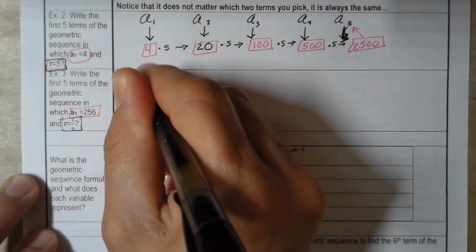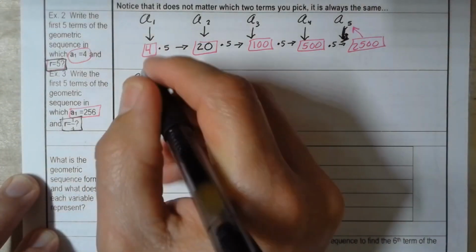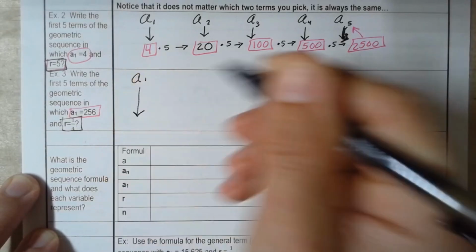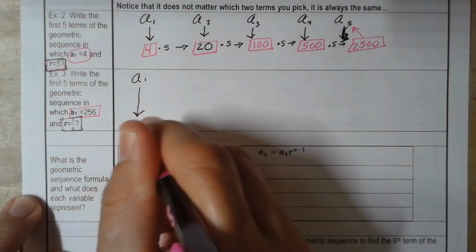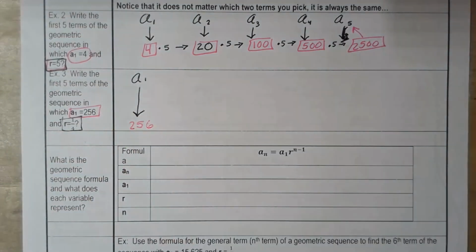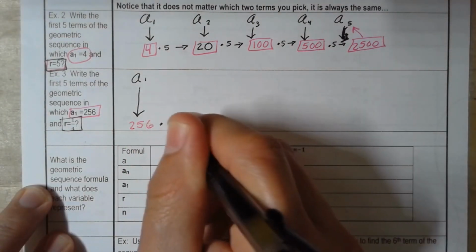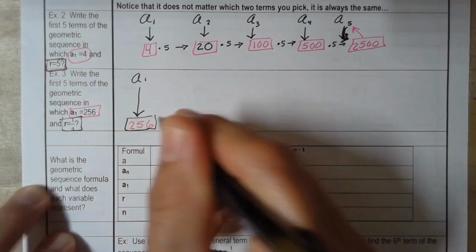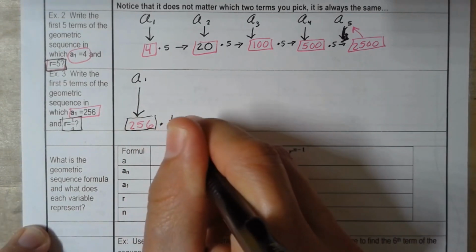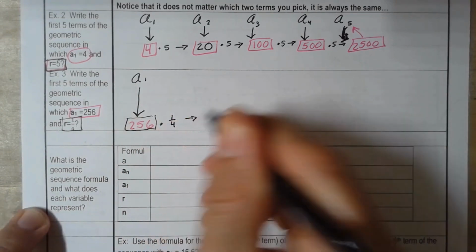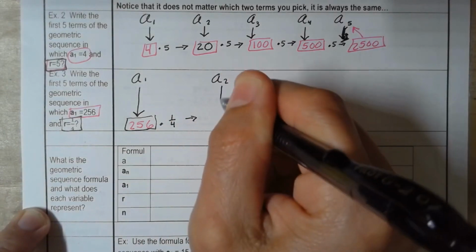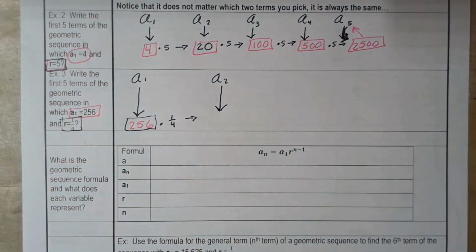So I'm going to go ahead and leave us some space here. So we have a sub 1, and we know that that is 256. So now what we want to do is multiply that a sub 1 by our common ratio of 1/4, and that will give us our a sub 2. Now, I'm going to be quite honest with you. When I'm doing these, I'm just going to use my calculator right quick because I feel like this is an easier way to do it. So let me put this into my calculator.